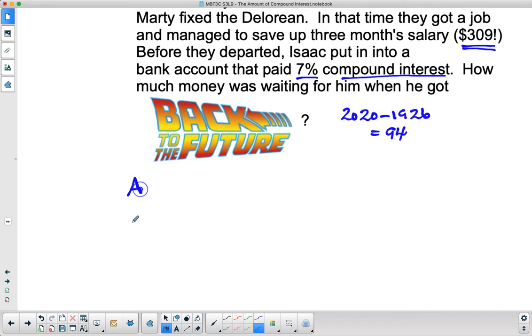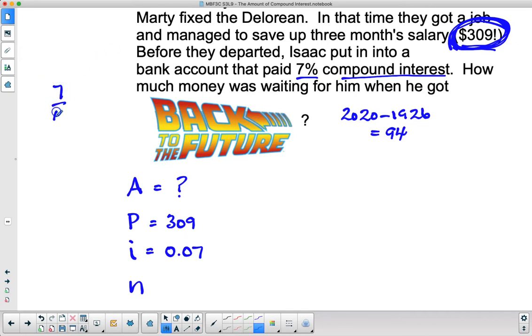Let's put down our A, P, I, N down the side. We're calculating the A. The principal is how much money they put into it, so it was that whopping $309. $309 they're going to put into the bank account. And it's compounded at 7%, so we have to write that as a decimal, 0.07. Remember, 7 divided by 100 is going to give you 0.07. And your N is how many times you get interest. Well, we're getting interest once a year for 94 years, so let's put in 94.